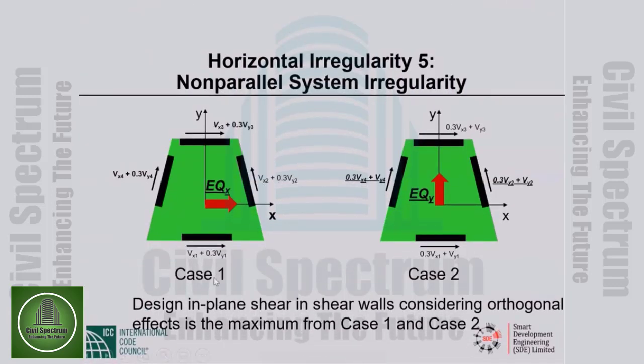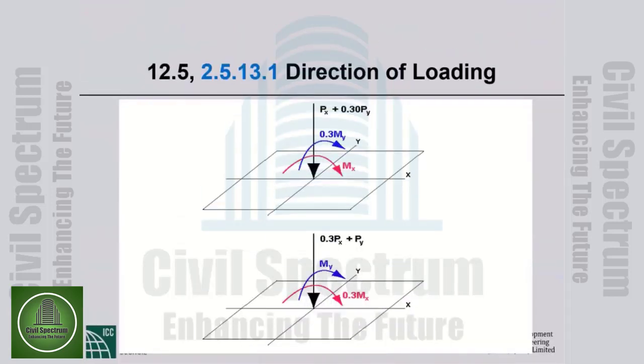So 100 plus 30 would mean 100% of X plus 30% of Y, which would mean V sub x1 plus 30% of V sub y1, V sub x2 plus 30% of V sub y2, and so forth. 100% of Y and 30% of X would mean 30% of V sub x1 plus 100% of V sub y1, and so forth. Whichever of those two shears is larger is what you should design that particular shear wall for. That's the idea behind this 100% plus 30%.